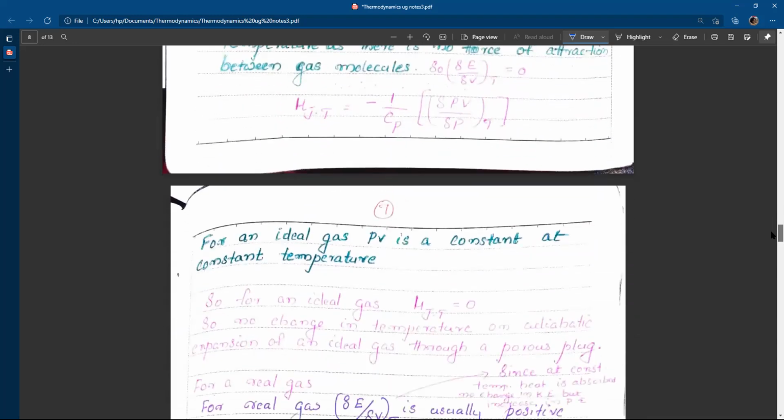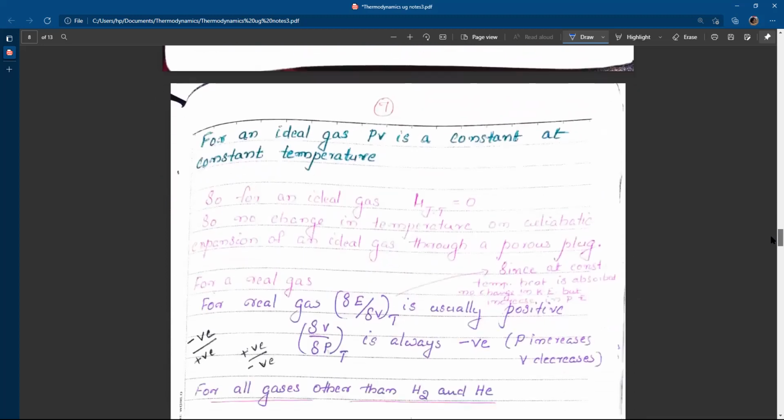For an ideal gas, PV is a constant at constant temperature. So for an ideal gas, mu JT is equal to 0. So no change in temperature on adiabatic expansion of an ideal gas through a porous plug. PV constant ideal gas ആണ്, അപ്പോൾ അതുകൊണ്ട് mu JT 0 ആണ്.